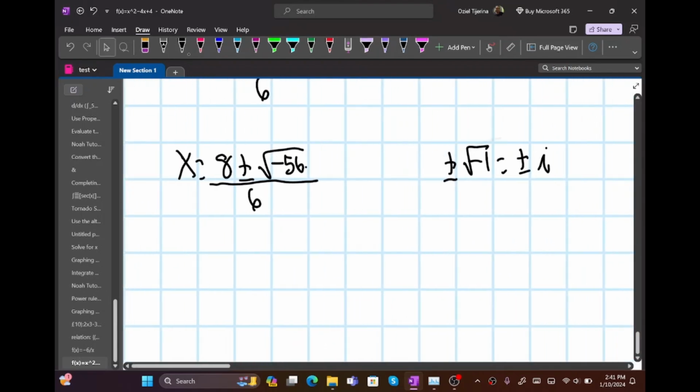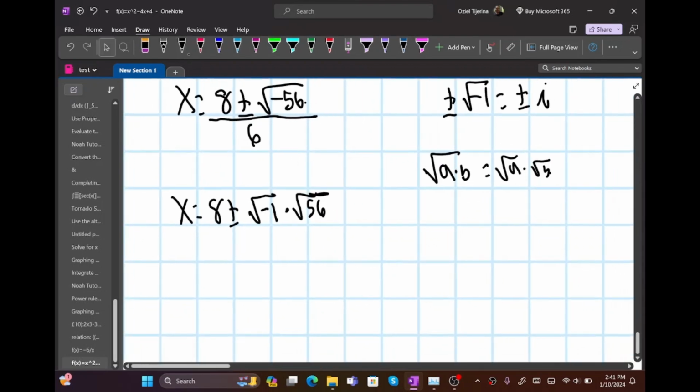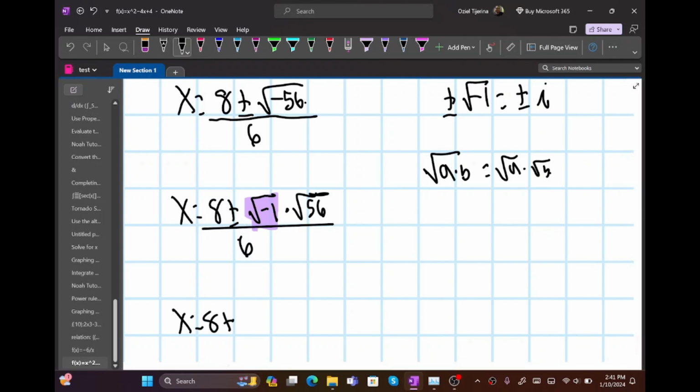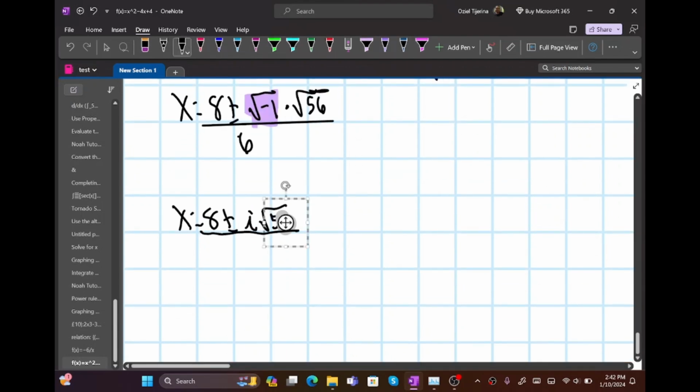So really we're going to have x equals 8 plus or minus the square root of negative 1 times the square root of 56. If you don't know why I'm doing that, just remember that the square root of a times b is square root of a times square root of b. So for this part we put an i there, so it's going to be x equals 8 plus or minus i square root of 56, all over 6, right?